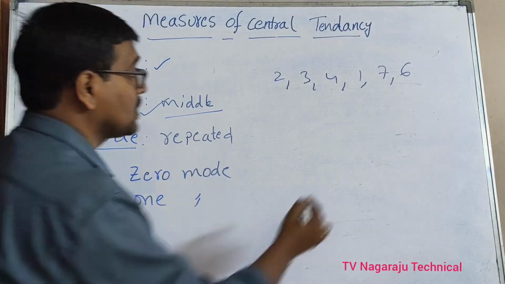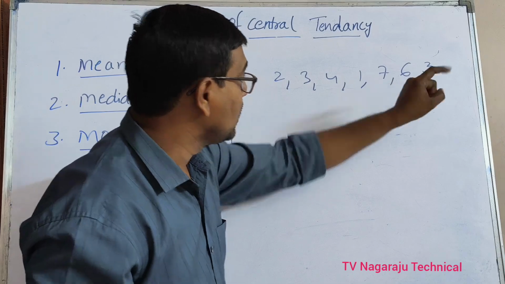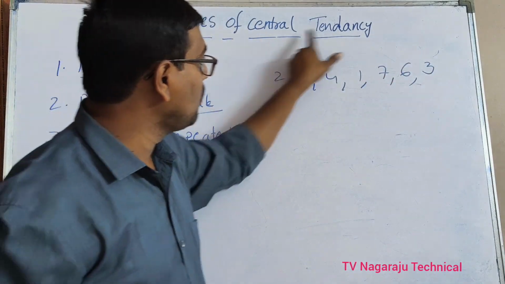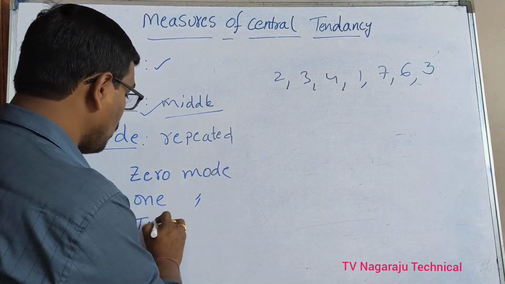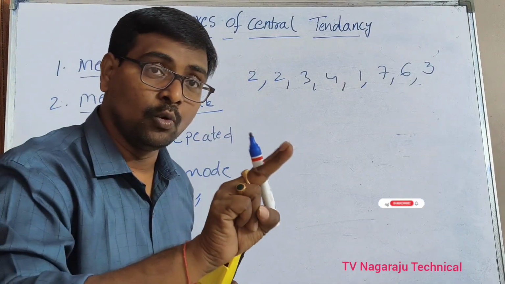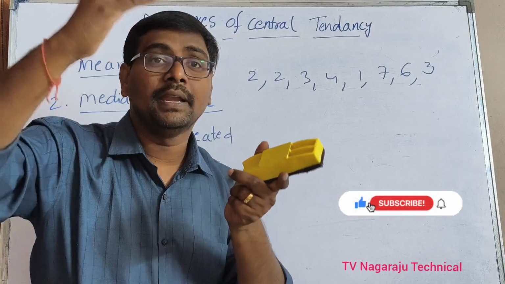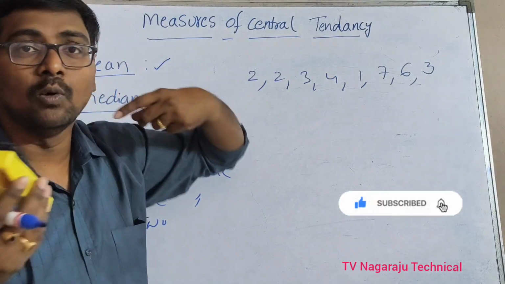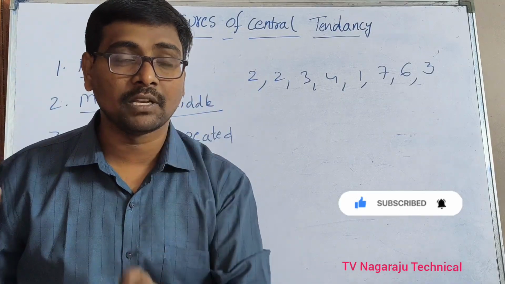Obviously, one mode means, for example, 3. If you observe carefully, among all these, only the number 3 is repeated 2 times. So what is the mode of this one? The mode is 3. So there is a chance of 2 modes. For example, if you observe carefully, 2 is repeated 2 times. 3 is also repeated 2 times. So 2 numbers are repeated the highest and the same number of times. That means for this example, we have 2 modes. Like this, any number of modes can be there for the given observations.